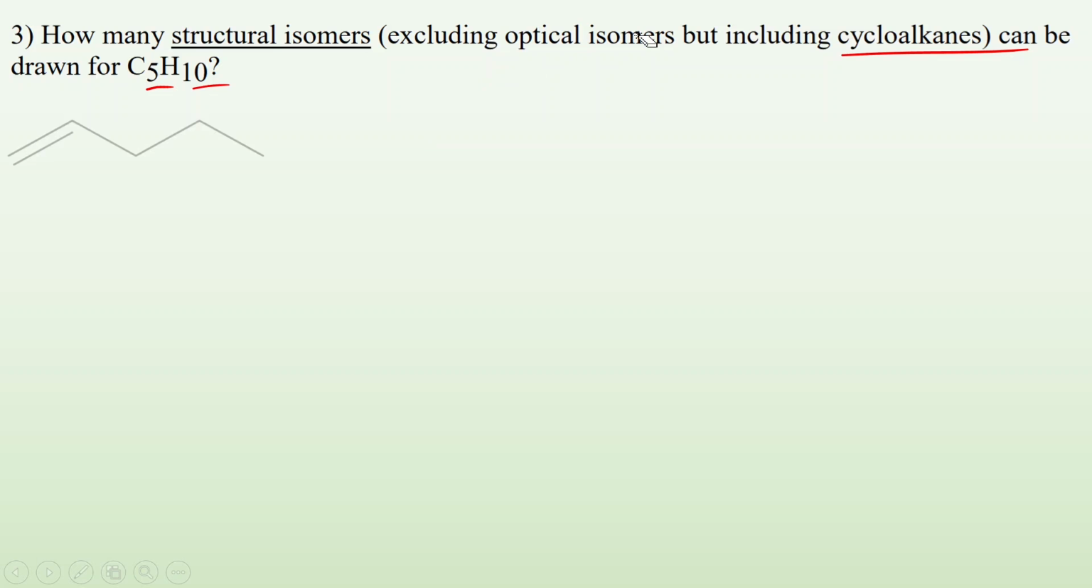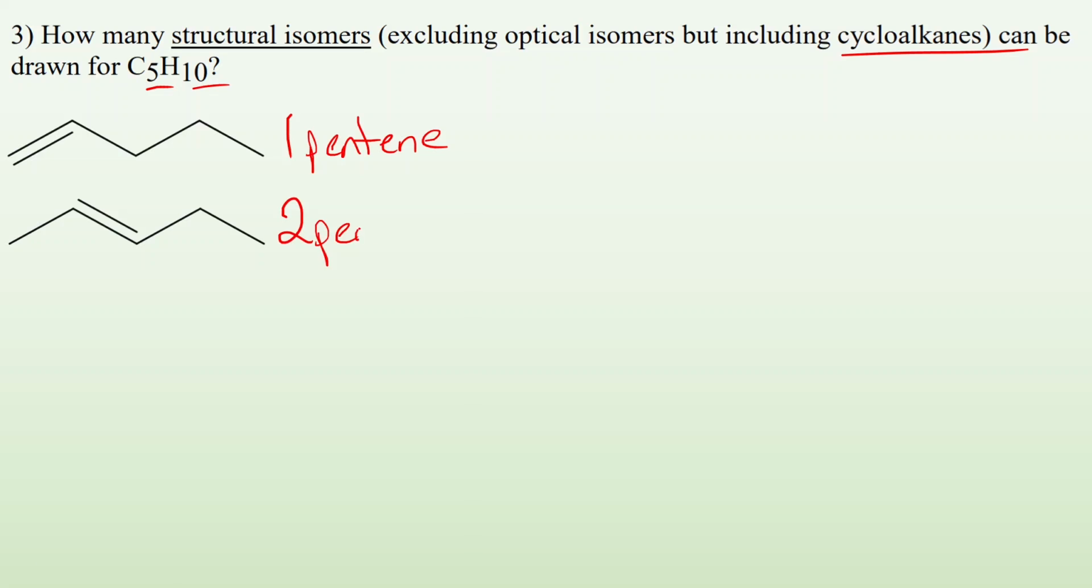Well, the easiest first one would probably be pentene. So this is called 1-pentene, right? Because we have the double bond after the first carbon. Could that double bond be somewhere else? It sure could. It could be after the second carbon. So we'd have 2-pentene right there. Could we put the double bond somewhere else? Well, if you put it here, it's the same as putting it there. So that's really the same molecule. Same with if you put the double bond here instead, it's the same thing as the first one. You're just looking at it from the other side.